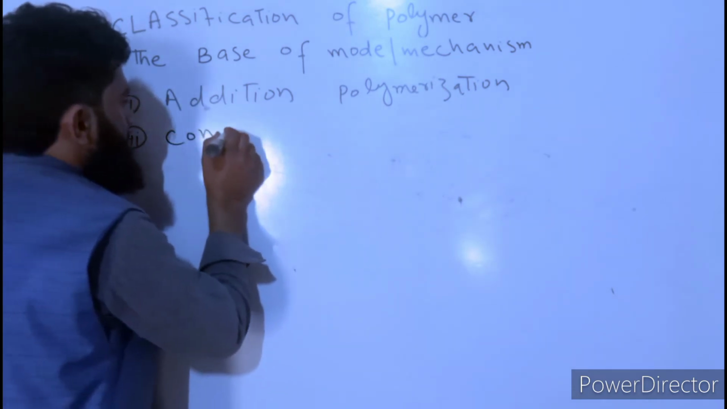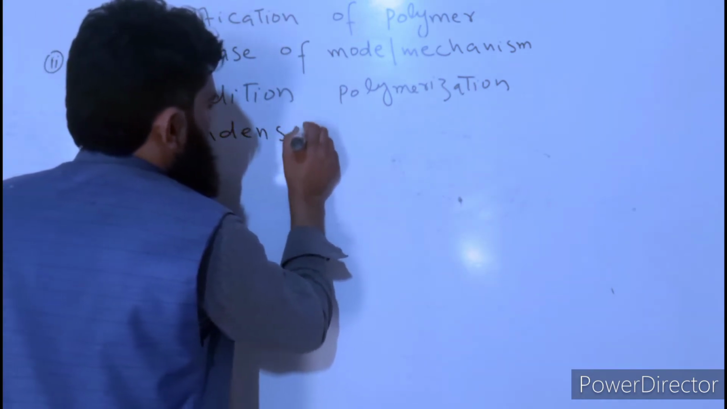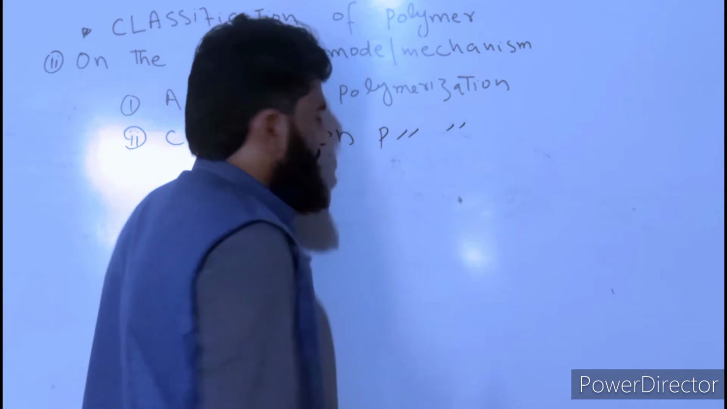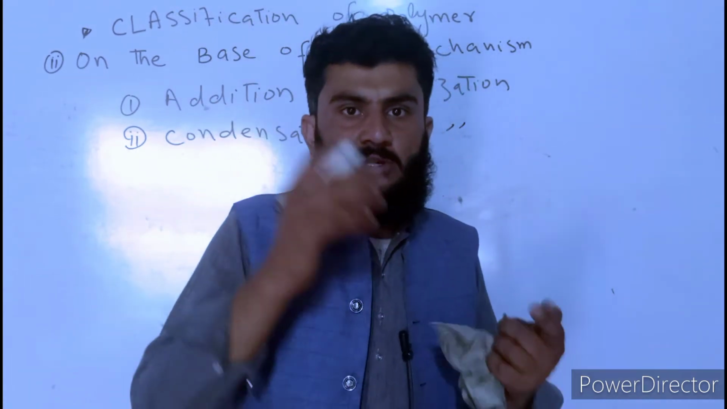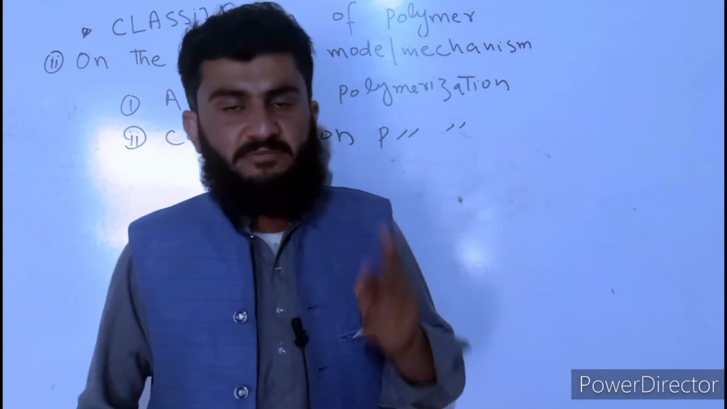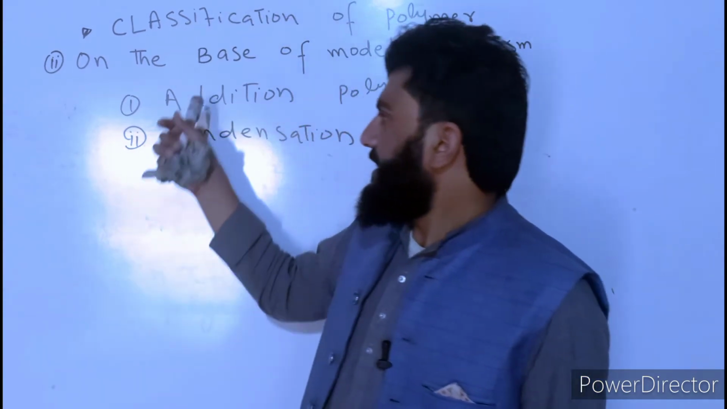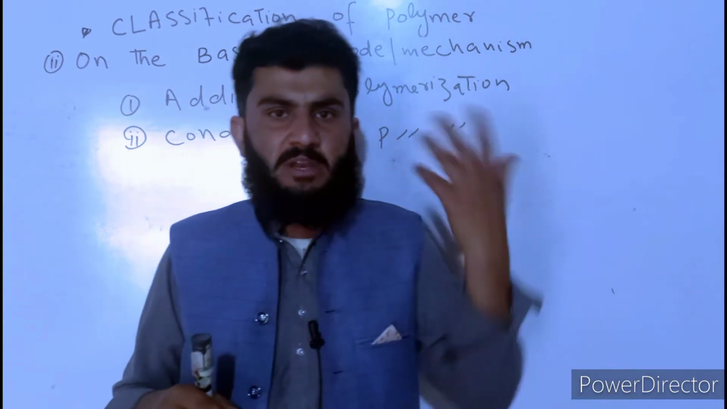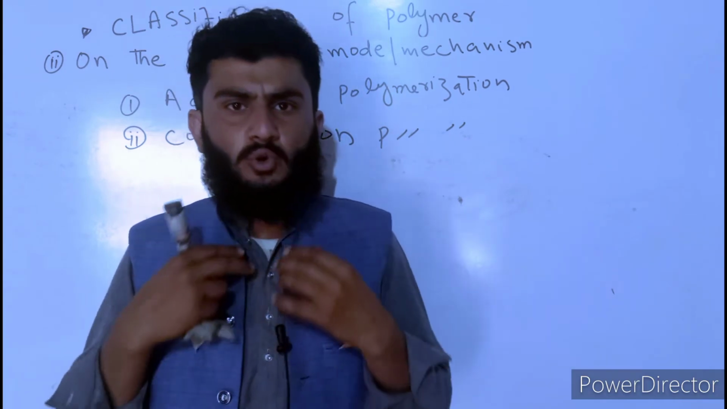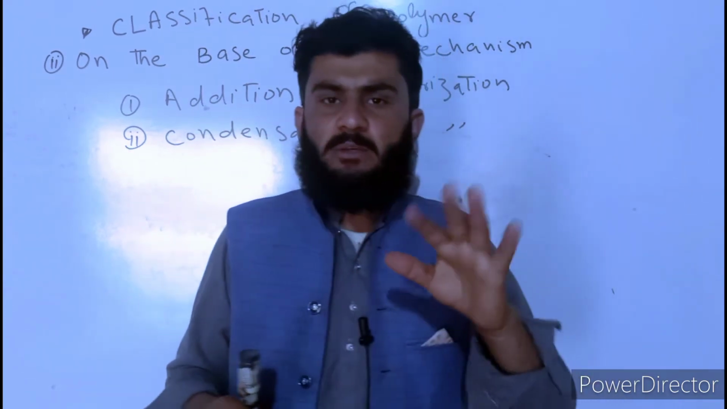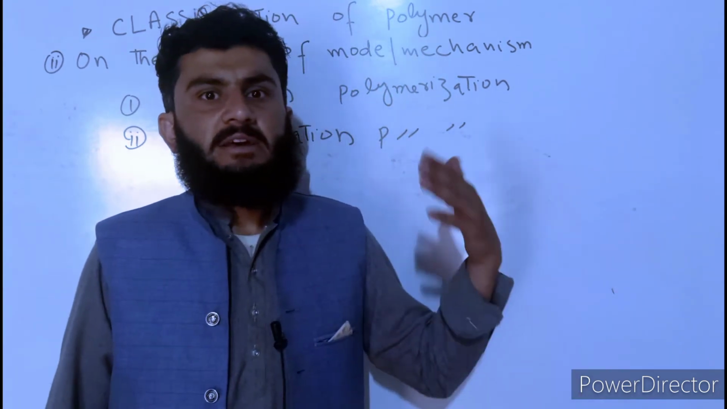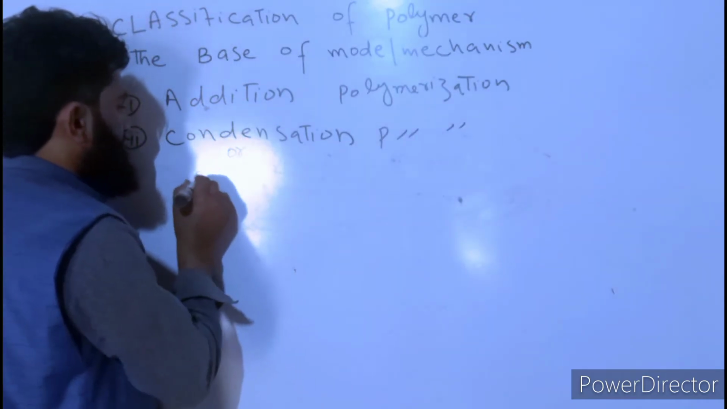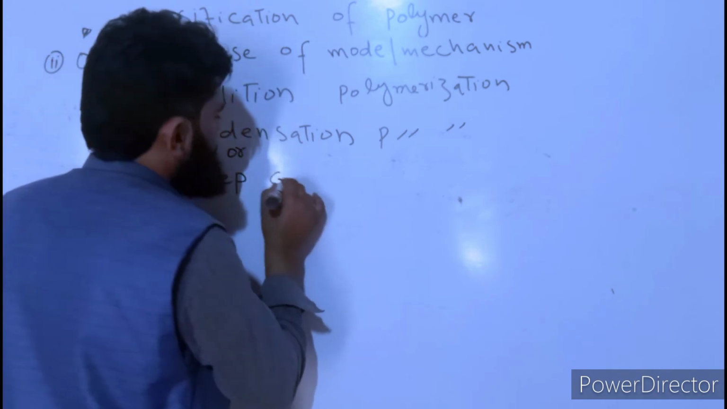The second one is condensation polymer, or the polymers which are obtained by condensation polymerization. So there are two types of polymers. The first one which are formed by the addition polymerization reactions, and the second one by the condensation polymerization reaction. Or you can also classify polymers as addition polymers and condensation polymers. Condensation polymers are also known as step growth polymers.